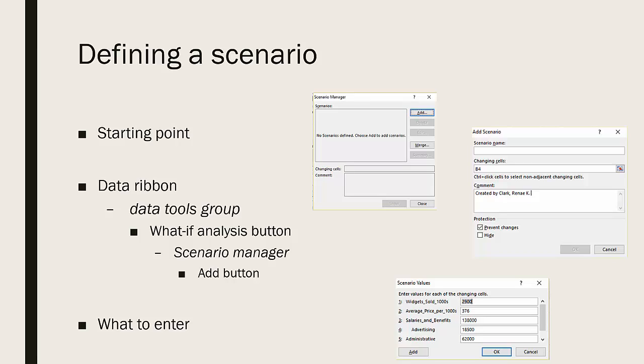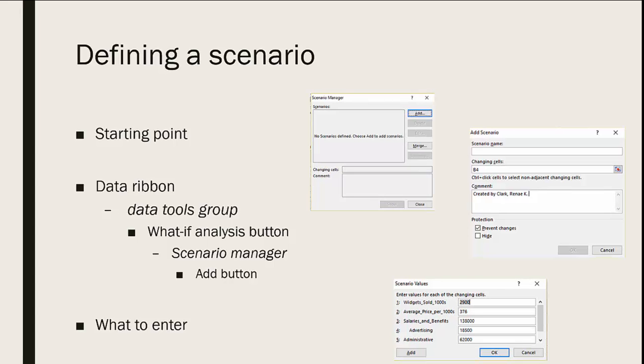So proceed to the Data ribbon, look in the Data Tools group for what-if analysis, and click on that what-if analysis button, find the Scenario Manager, select Scenario Manager, in the Scenario Manager dialog box, and then click Add. In the Add a Scenario dialog box, name the scenario.